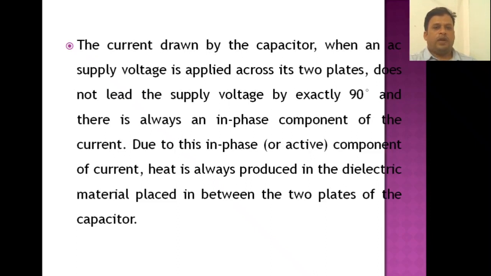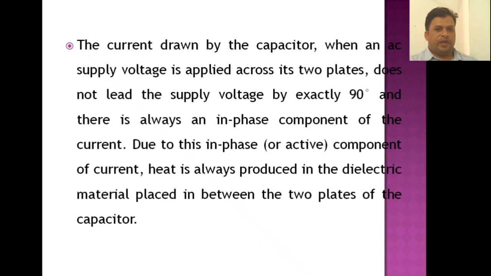So we are having two plates of a capacitor, and the current drawn by the capacitor does not lead the supply voltage by exactly 90 degrees, and there is always an in-phase component of current. Due to this in-phase component of current, heat is produced in the dielectric material placed between the two plates of a capacitor. So that is the dielectric heating concept, where two capacitor plates are placed, and in between them one heating material is to be placed. That is the dielectric material also we can say.